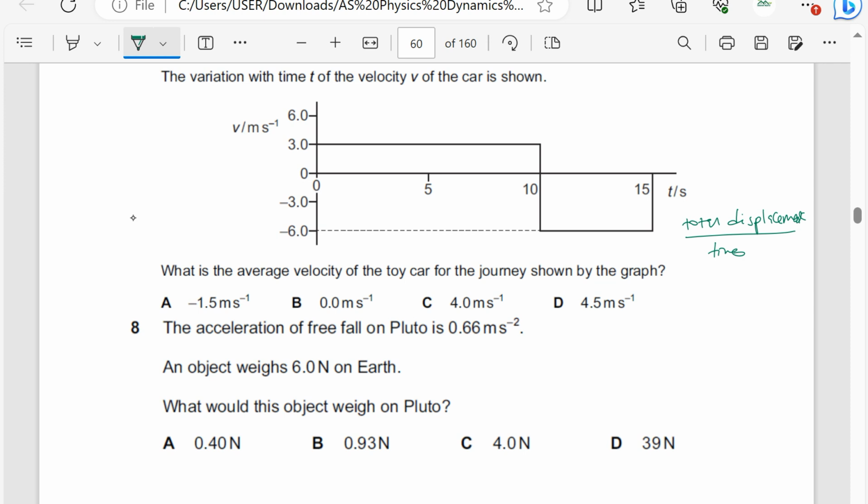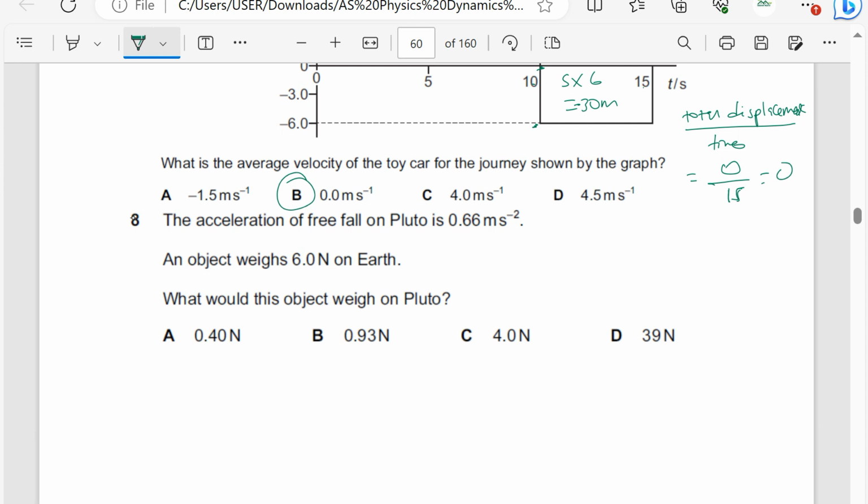So the displacement here is going to be 3 times 10, which is 30 meters in one direction. The displacement here is going to be, this is 10 to 5, that is 5 times 6, which is 30 meters. So total displacement is 0, because it is 30 minus 30. This is 30 positive, 30 negative. So 30 minus 30 is 0, divided by 15, which is 0. So the answer here is going to be B. The average velocity is going to be 0.